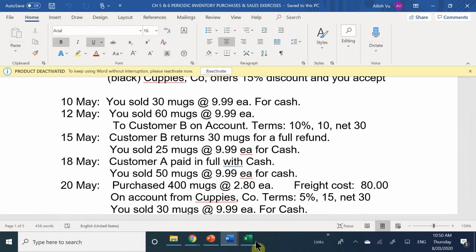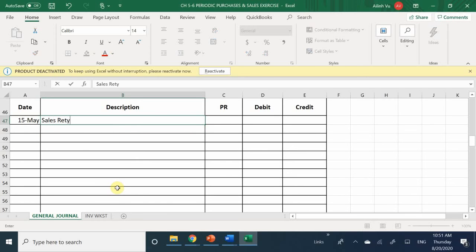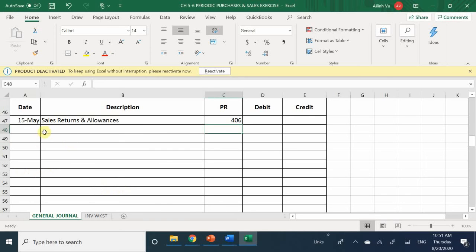So customer B returns 30 of those mugs for a full refund. How do we journalize this? Sales returns and allowances. This is where we incur sales returns and allowances. Now I'm going to ask you, is that a debit or a credit? It's a debit. Sales returns and allowances. All right. And what account number is sales returns and allowances? 406. Okay, good.